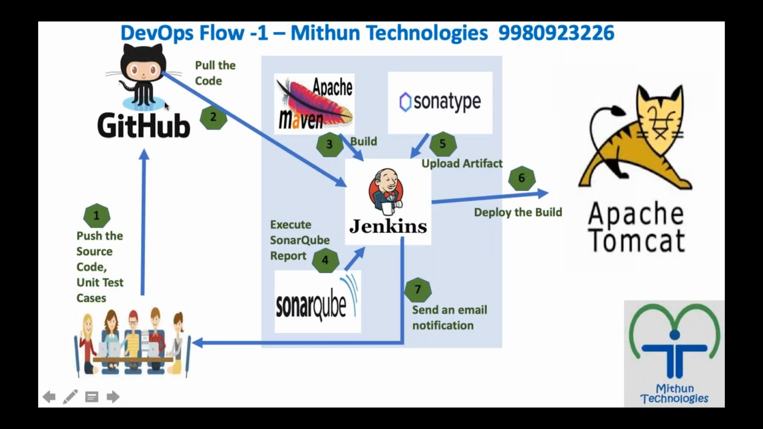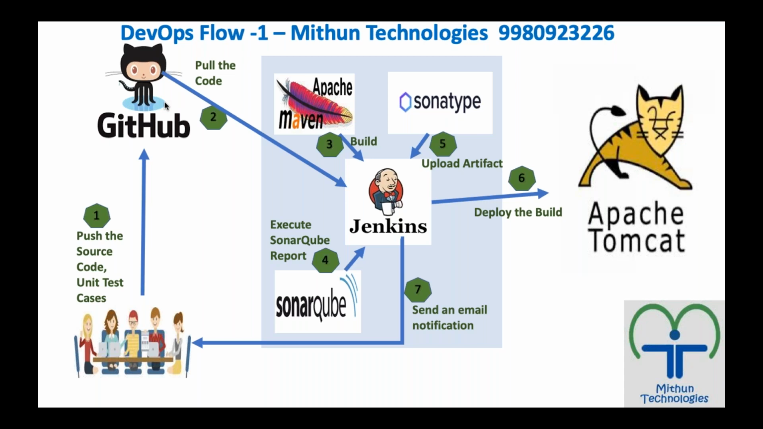then you can use Poll SCM or GitHub webhook. Either one you can use. Sir, which one is the good one, Poll SCM or GitHub webhook? Tell me, guys, which one? After my lecture, you guys can easily answer. GitHub webhook is the best.